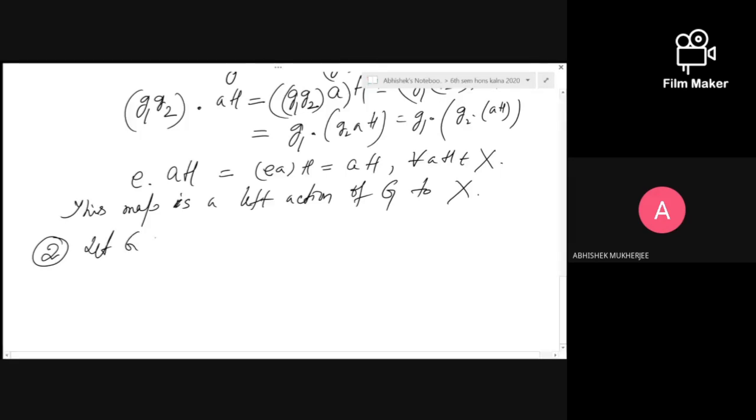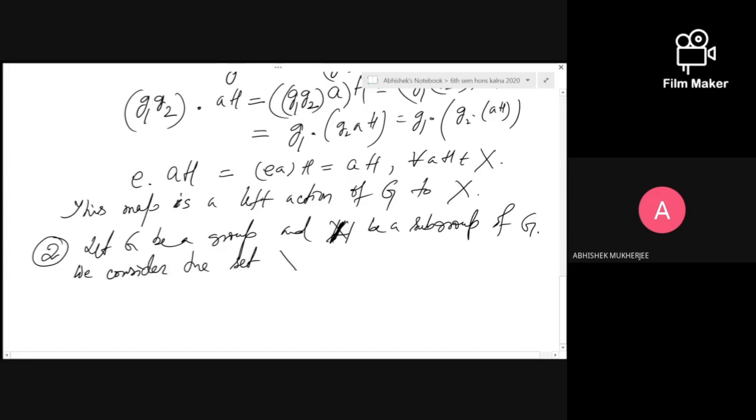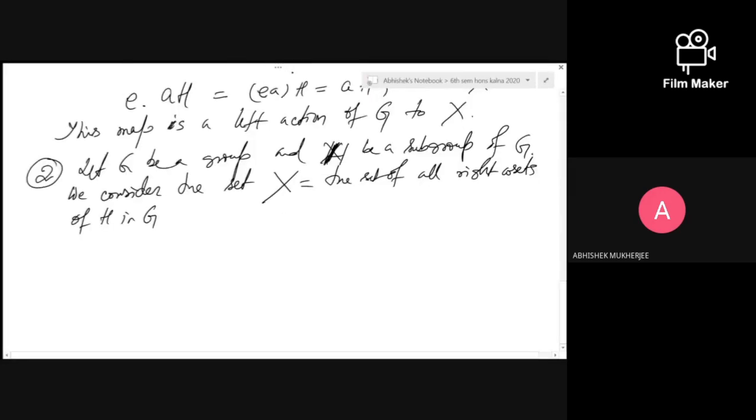Let G be a group and H be a subgroup of G. We consider the set X equal to the set of all right cosets of H in G. Then we define a map dot from X cross G to X.